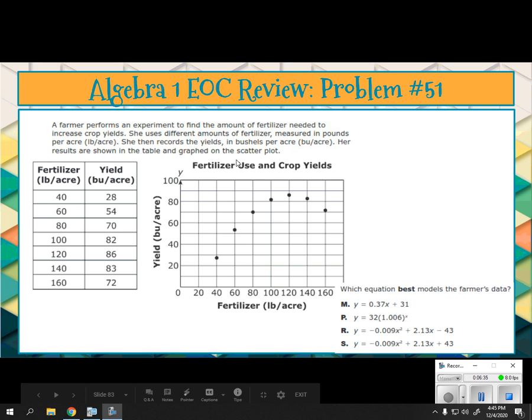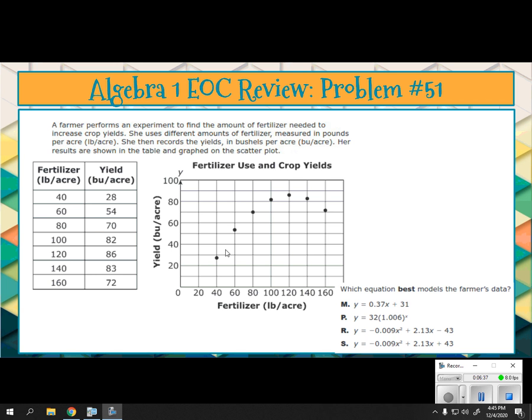All right, so this has a table, it has a scatter plot, and they want to know which equation best models the farmer's data. I don't think that this one would be on the non-calculator portion, but it is one that you could figure out without a graphing calculator. So I'm going to talk you through how to do it without a graphing calculator, and then pull the graphing calculator in to make sure that it agrees with us.